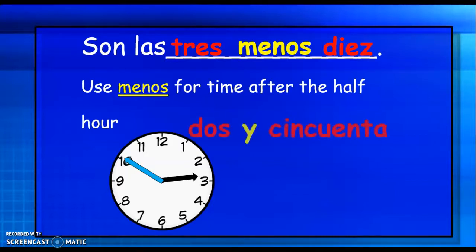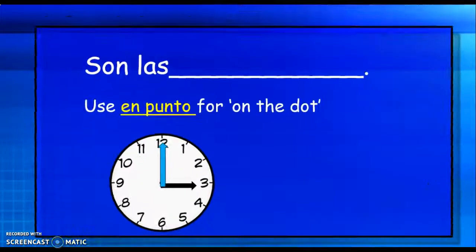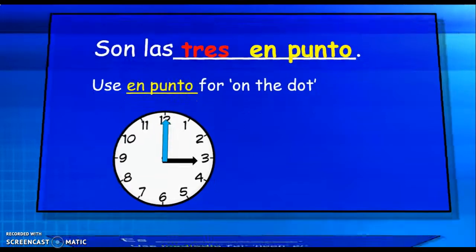Of course, you could also say son las 2:50 because it's 50 minutes after 2. Son las 3 en punto would be the way you would say it's exactly 3:00, or on the dot. Son las 3 en punto.